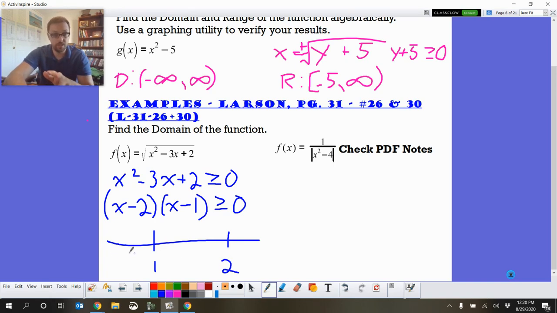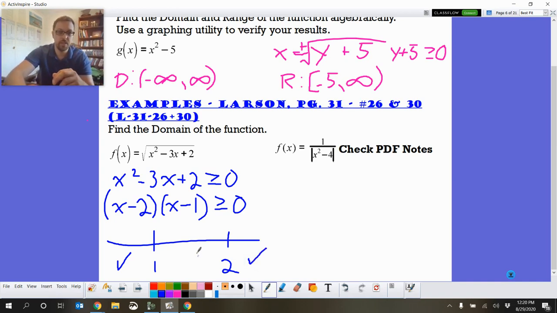So for example, 0 is a number that's less than 1. See if that works. 0 minus 2, that's negative 2. 0 minus 1, that's negative 1. Negative 2 times negative 1 is 2. Is 2 greater than 0? Yeah. So that one works. Then we need something that's bigger than 2, like 5. So 5 minus 2, that's 3. And then 5 minus 1, that's 4. And so that's 3 times 4, that's 12. That's bigger than 0. Yep, cool.